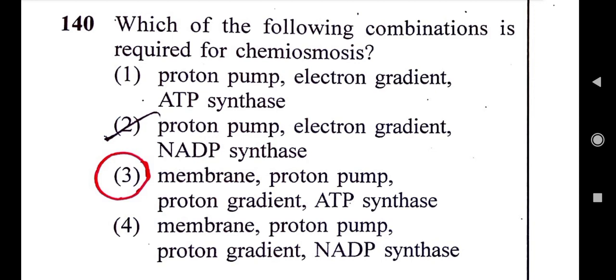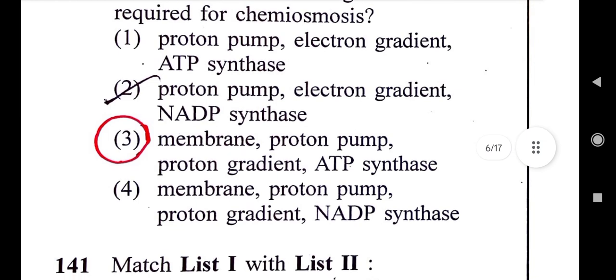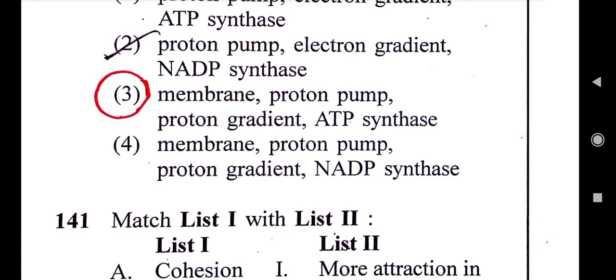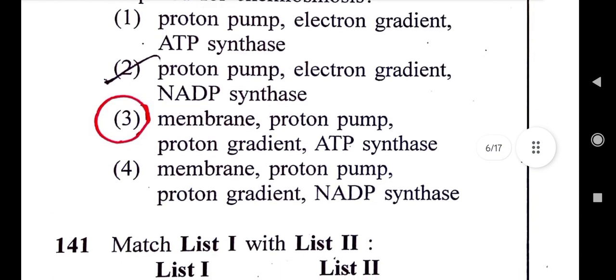Question number 140: Which of the following combinations is required for chemiosmosis? Option 1, proton pump, electron gradient, ATP synthesis. Option 2, proton pump, electron gradient, NADP synthesis. Option 3, membrane proton pump, proton gradient, ATP synthesis. Option 4, membrane proton pump, proton gradient, NADP synthesis. Option 3 is the correct option, membrane proton pump, proton gradient, ATP synthesis.